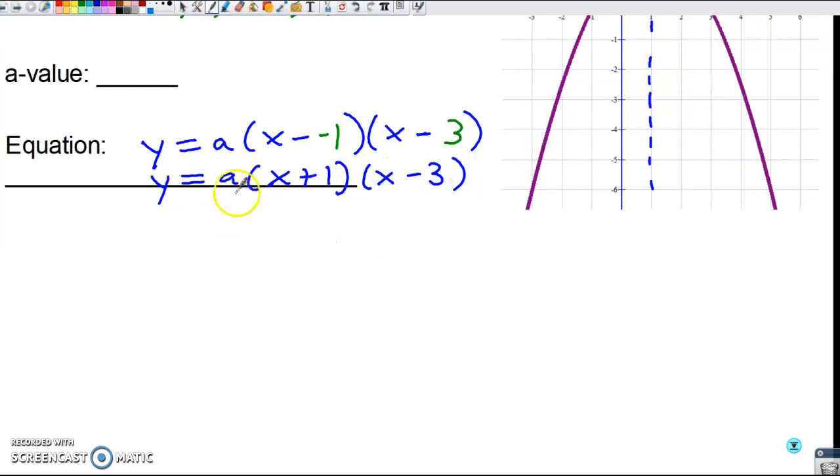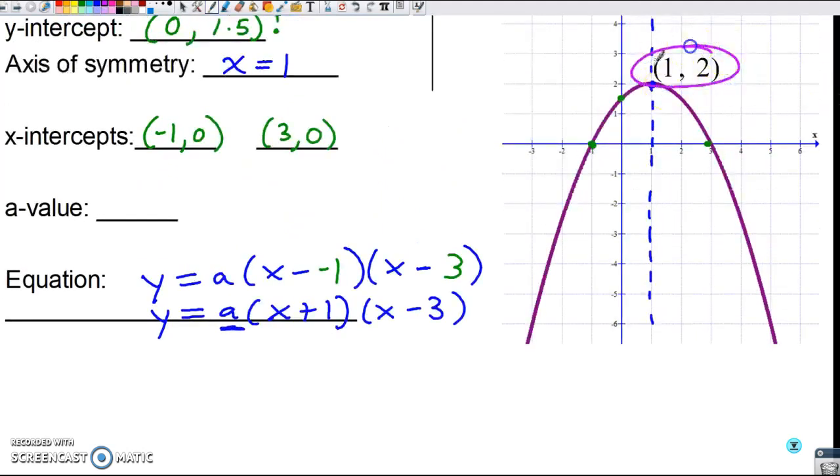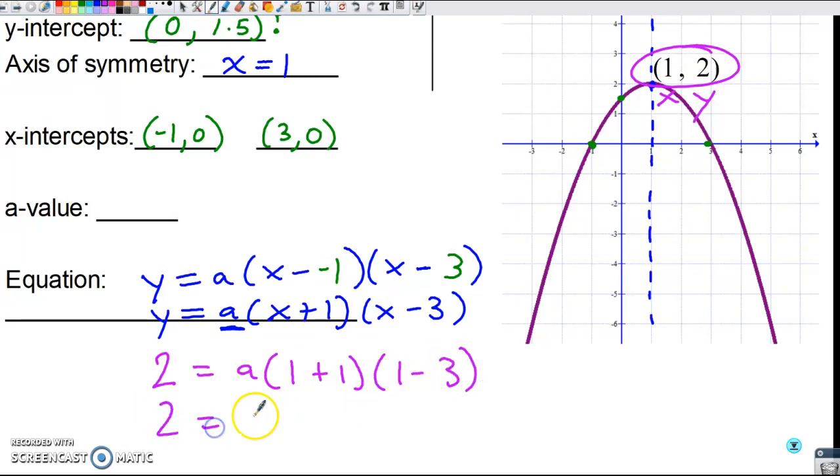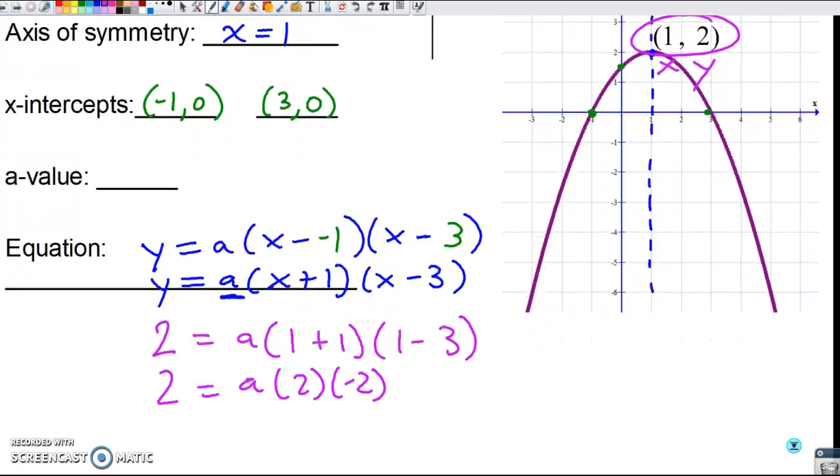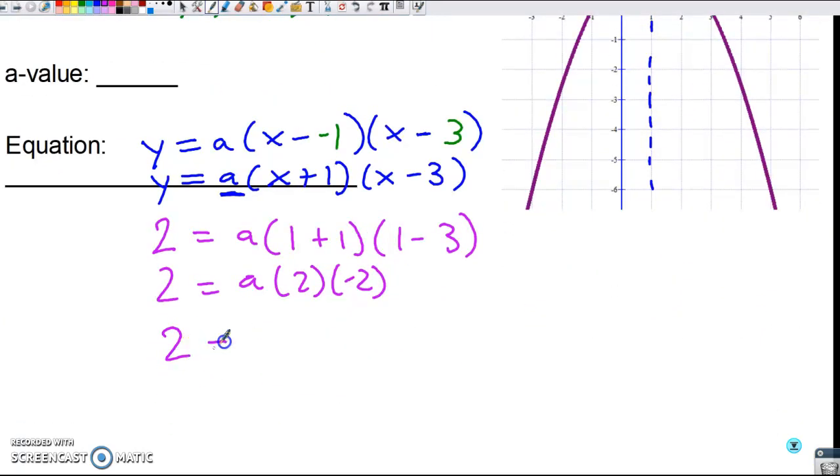So now I need to find out what this a value is. To find out what that a value is, I'm going to use that vertex point right here, (1, 2). I'm going to use x is 1 and y is 2, so I'll put 2 is equal to a times (1 plus 1)(1 minus 3). Okay, I get 2 equals a times 2 times -2, since 1 minus 3 is -2. And then I will get another equation that's going to be 2 equals a times -4.